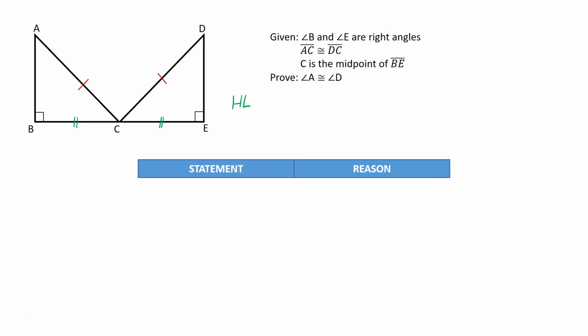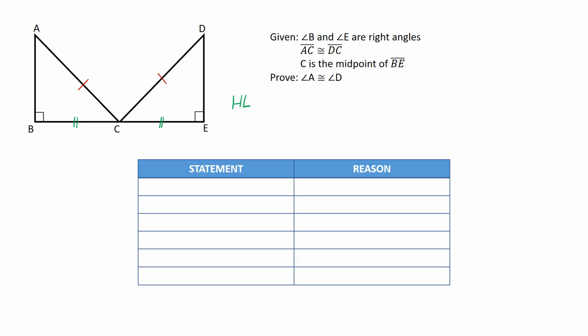We've got our statement and reason columns. We've got a bunch of boxes. And let's start off with the first thing that's given to us, which is that angles B and E are right angles. That is given. That's our reason. That's our justification. And then we want to say that triangles ABC and DEC are right triangles. And it's important to say that at some point in this proof, because if you don't say that, we're not able to use the HL theorem. You can only use the HL theorem with a right triangle.